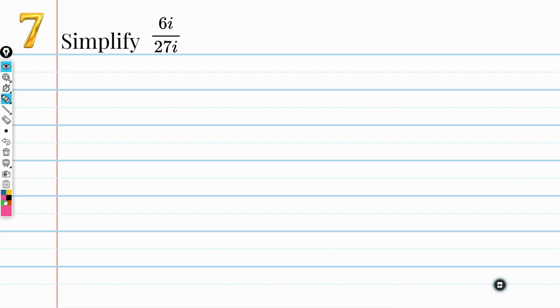So before you start doing all that work, always look to see, is there anything that we can reduce, especially if you have just monomial over monomial. So let's look at it. The i's can cancel, and 6 and 27 can reduce by dividing both of them by 3, giving us a 2 and a 9. So 2/9 is 6i divided by 27i.